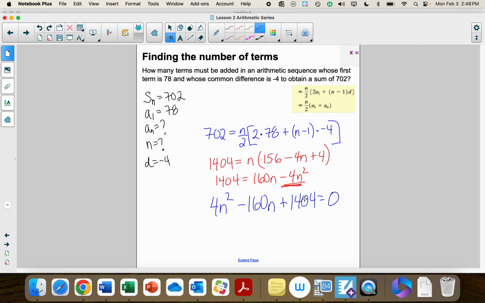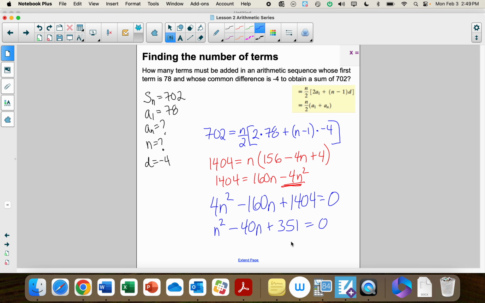So we have to be able to solve a quadratic without any thinking. So go back to your Integrated 2 and think about what methods you learned. You can factor or you can use the quadratic formula. I noticed that 4, 160, and 1404 all have a common factor of 4, so I'm going to divide that out to start, just to make my numbers smaller. So I get n squared minus 40n plus 351 equals 0.